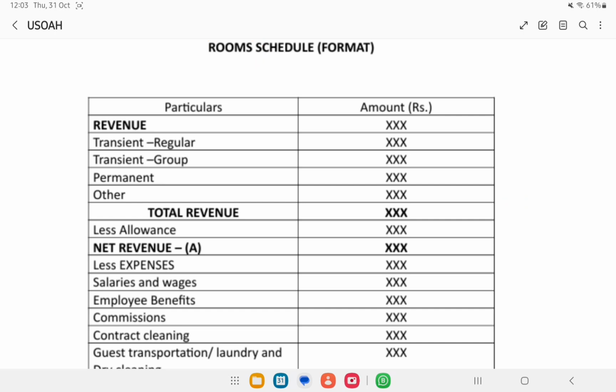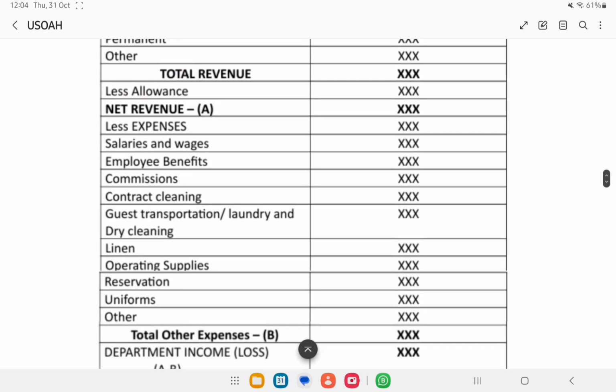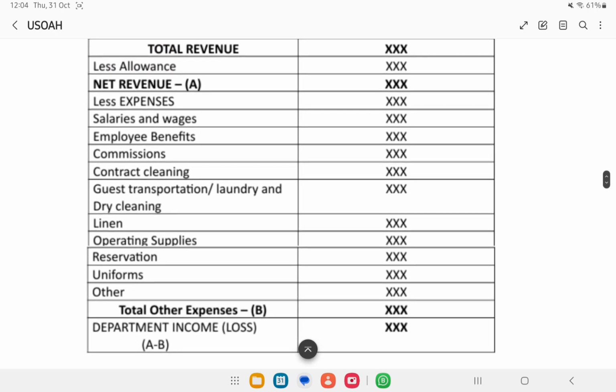So soon after finding the total revenue, remember we are talking about the room schedule, but for every schedule the process is the same. First of all we will list all the revenues and take the total. If any allowance was given for the department, that allowance has to be deducted first. After that we will get, we can't call it net revenue, it is gross revenue. From that we have to deduct all expenses related to the department. Remember that point, it is expenses related to the department. If you find an expense in the list, but it is not related to the specific department whose schedule you are preparing, you can't take that into consideration. Don't worry, we will see while we are doing the question.